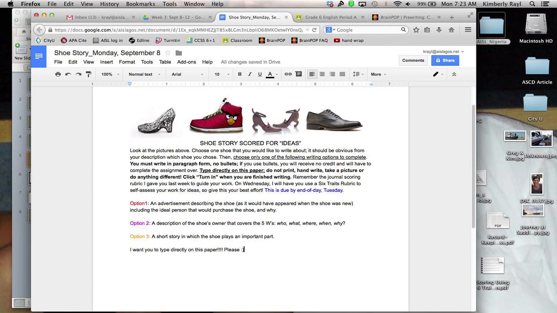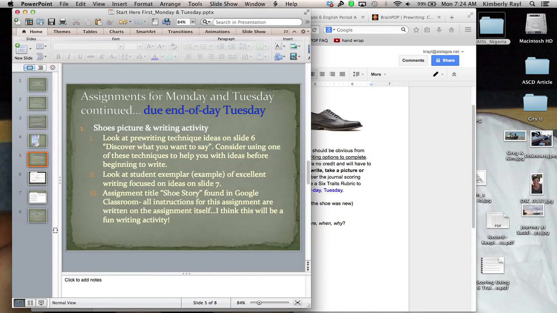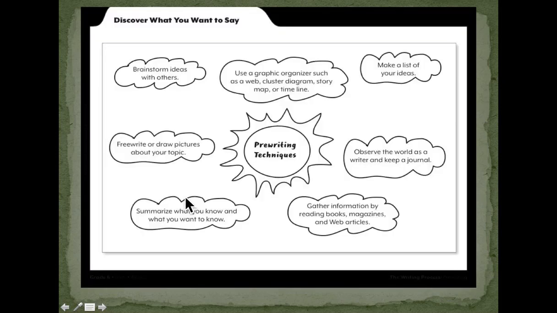My typer's not working this morning. So remember the journal scoring rubric I gave you last week to guide your work? On Wednesday, I will have you use 6 traits rubric to self-assess your work for ideas. So give this your best effort. Again, this is due by the end of the day on Tuesday. I'm going to erase that for now. Let's go back to our PowerPoint slide here. There we go.